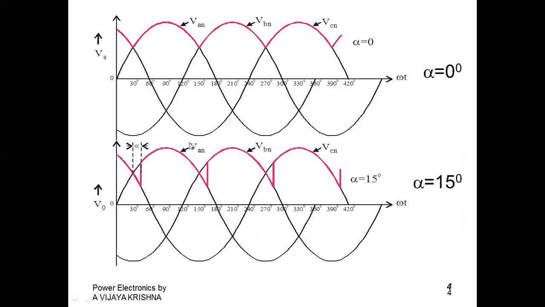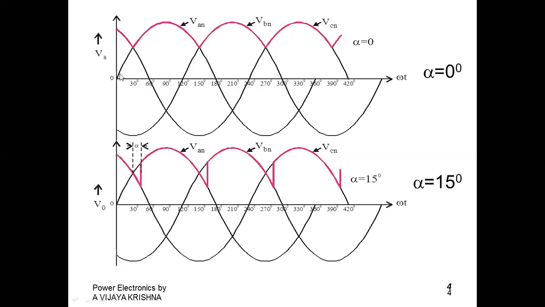Here are the output waveforms at different angles. First, the firing angle has been taken as alpha equal to 0. If you observe here, the firing angle is alpha equal to 0, so the conduction starts here. This is the alpha, so alpha starts here only, that is alpha is equal to 0.